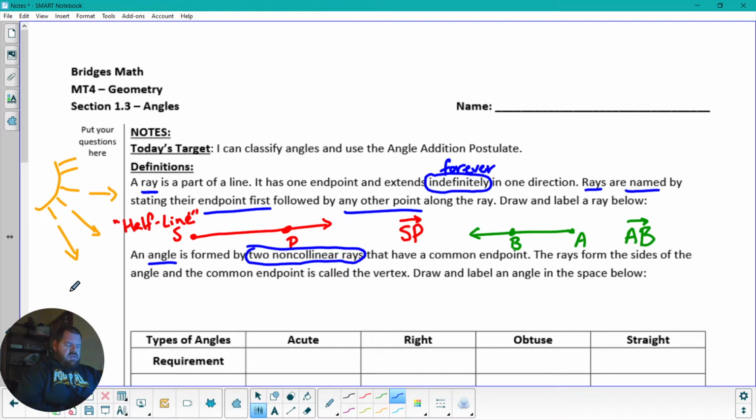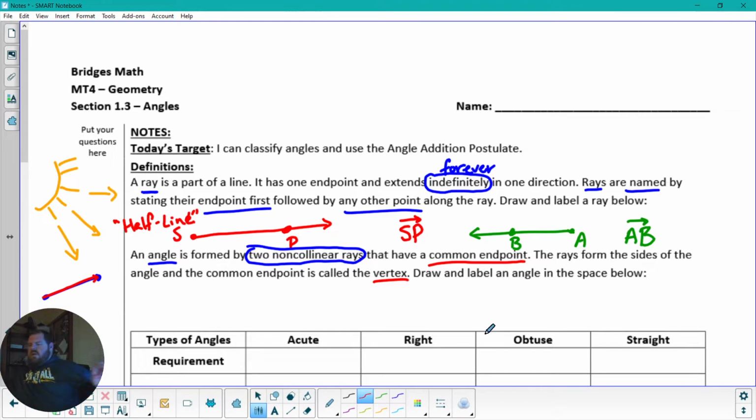It just means, I'm going to put it over here in the margin, that I don't have this ray and then, let's use a different color here, and then this ray. Meaning they're not laying on top of each other. And then it says that they have a common endpoint. That seems kind of important. I'm going to put a line under that. The rays form the sides of the angle, and the common endpoint is called the vertex. That's going to be important.